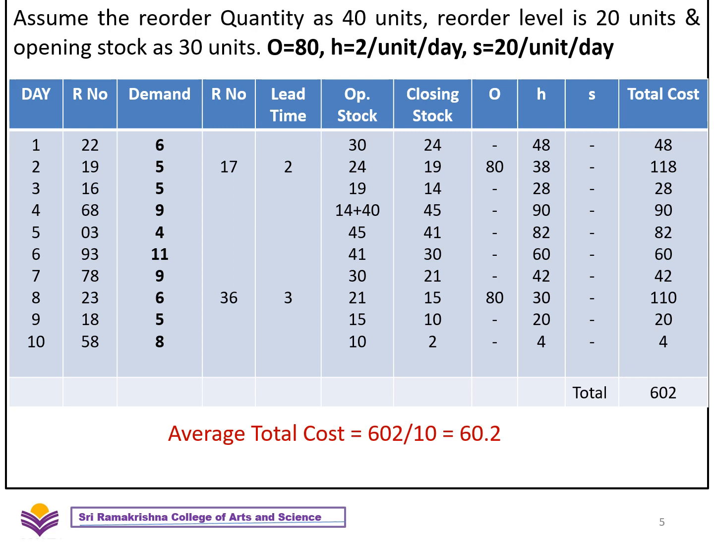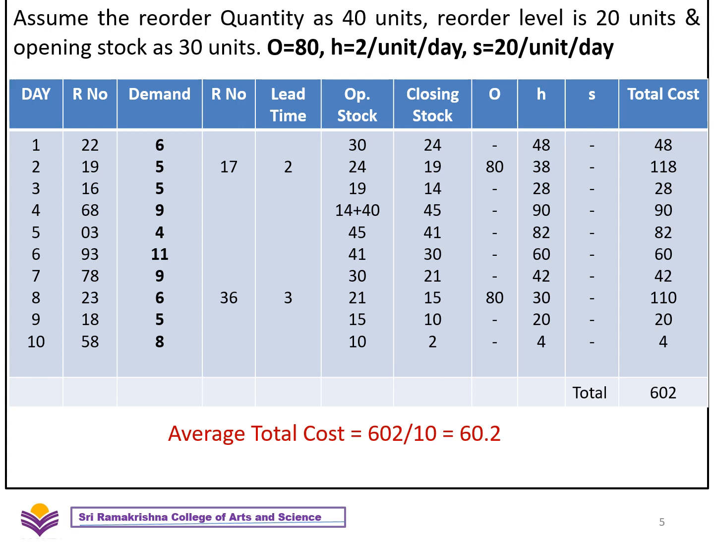Now go to the table. Carefully follow the explanation. As usual, we are going to simulate for 10 days. So we have the days numbered below 1 to 10. Then we are going to simulate the demand for these days using the random numbers given. The random numbers are 22, 19, 16, 68, 03, 93, 78, 23, 18 and 58.